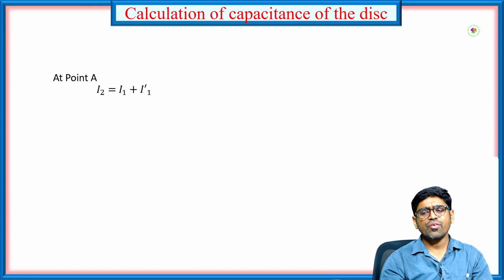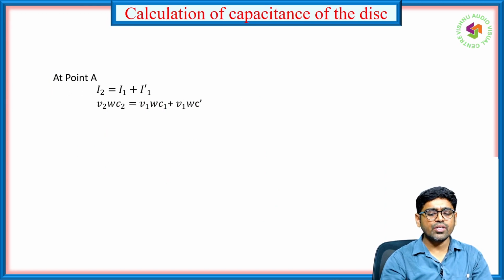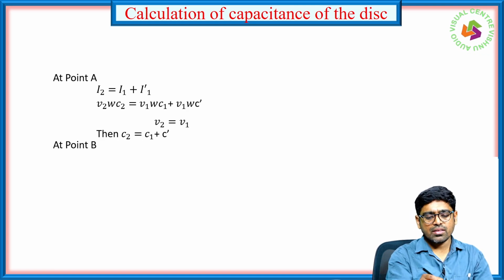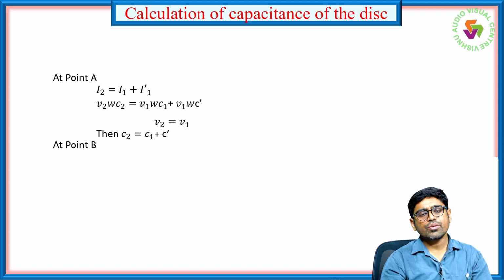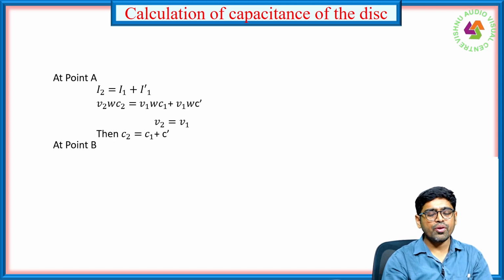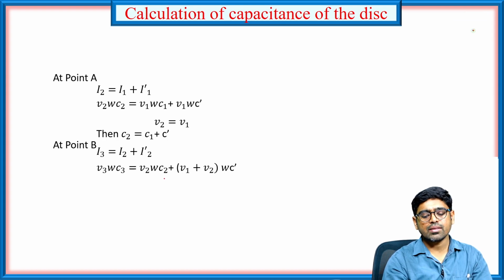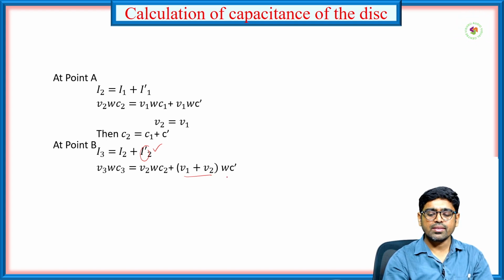At that point, if you apply KCL, then I2 equals I1 plus I1 dash, with the corresponding V2 equal to V1. And then at point B, if you apply KCL, then I3 equals I2 plus I2 dash, where I3 is V3 omega C3, and I2 is V2 omega C2, and for I2 dash, V1 plus V2 is the total voltage appearing across it, times omega C dash.